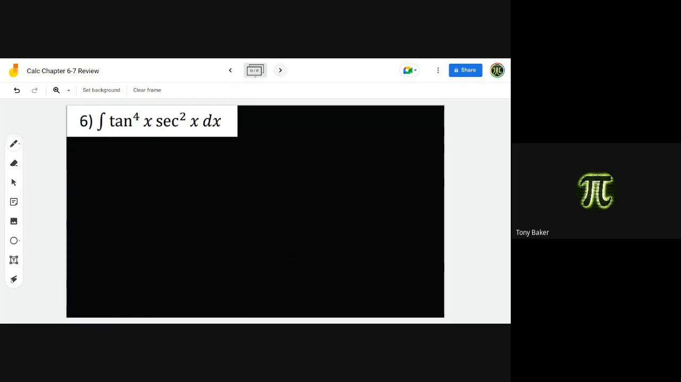So we got tangent to the 4x and secant squared x. So now this one is my trig ones, right? So we have to use some kind of identities to work this out. All right, which one am I going to make u? Let's start with that. If I make tangent u, what's du? Secant squared dx, which I have. So this integral becomes u to the 4th du.